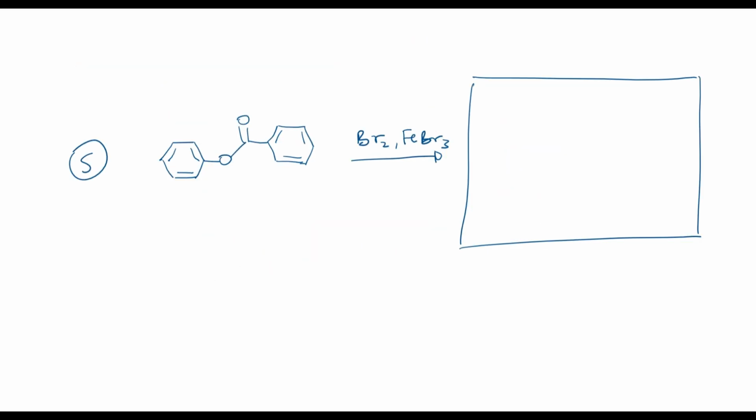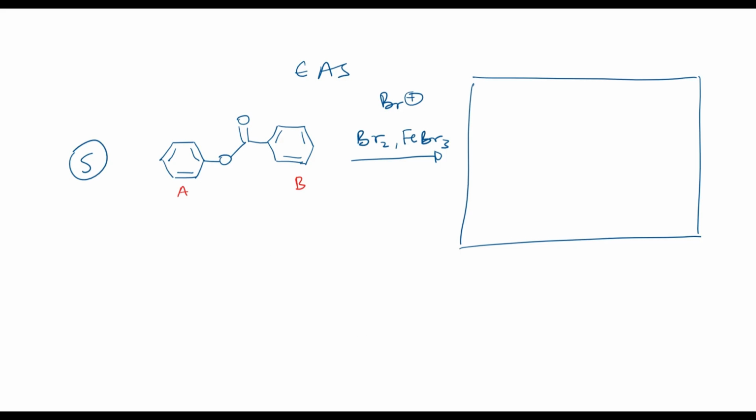This question asks us to provide the product of this reaction. Now, since we're reacting this compound with this set of reagents, we know that this is an EAS reaction. And this set of reagents will generate the bromonium ion as the electrophile. The bromonium ion will then be attached to the ring. But the question then is, which of these two rings are we going to attach the electrophile to? To determine the ring, we need to focus on the atom that is directly attached to the ring.